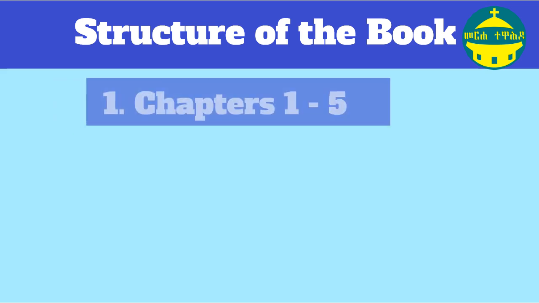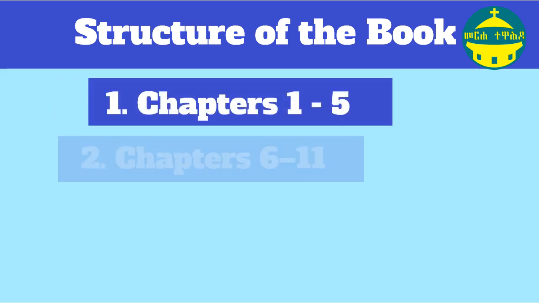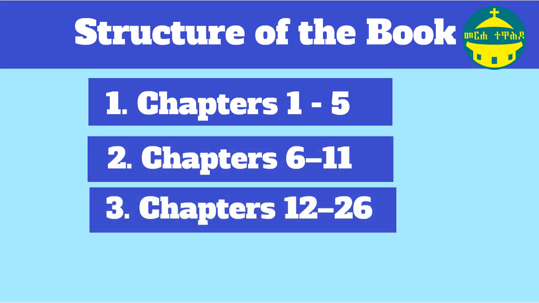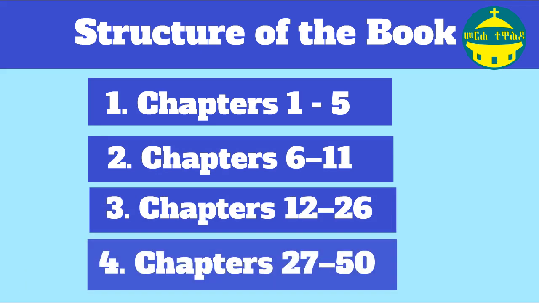Structure of the book. The book of Genesis contains 50 chapters and can be divided into 4 main sections for study purposes. Section 1, chapters 1 to 5. Section 2, chapters 6 to 11. Section 3, chapters 12 to 26. Section 4, chapters 27 to 50.